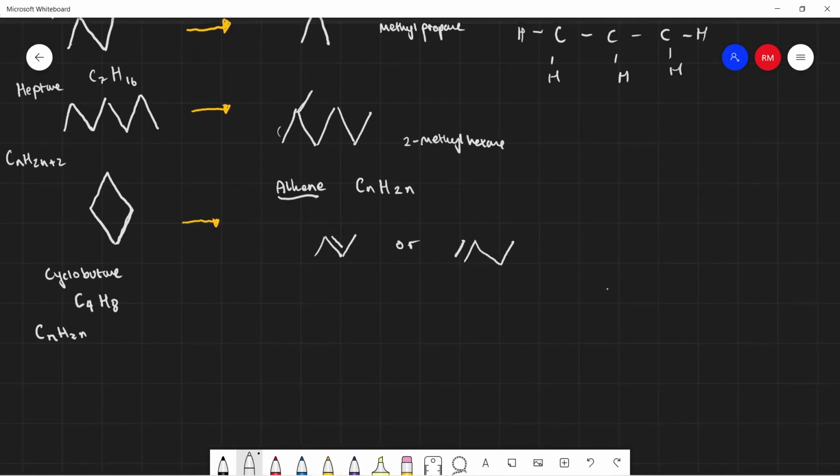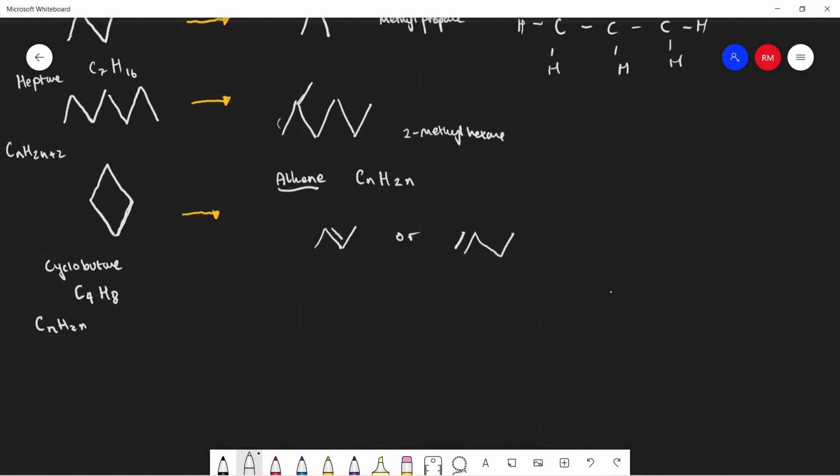Now you would have obviously noticed, because of this double bond, we've got 2 fewer hydrogens, so we have in fact got C4H8, for both of them. This is but-1-ene, and this is but-2-ene. Just butene would be fine, or but-2-ene is acceptable as well.